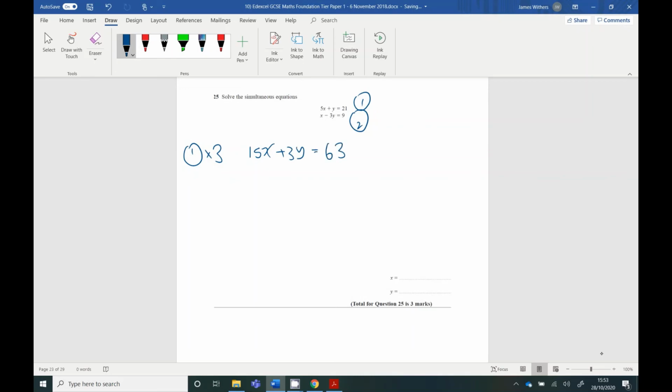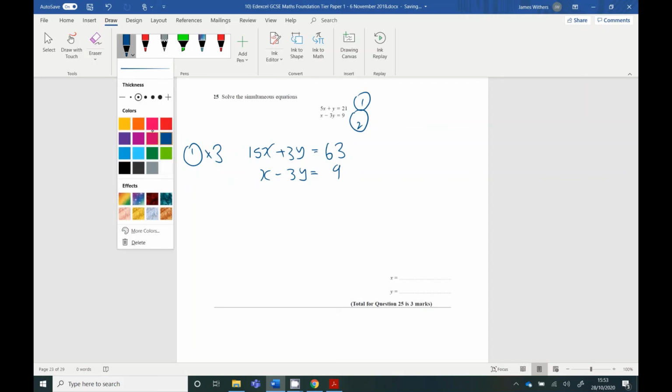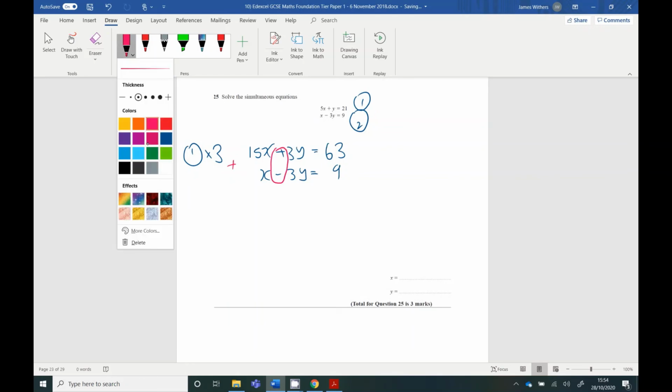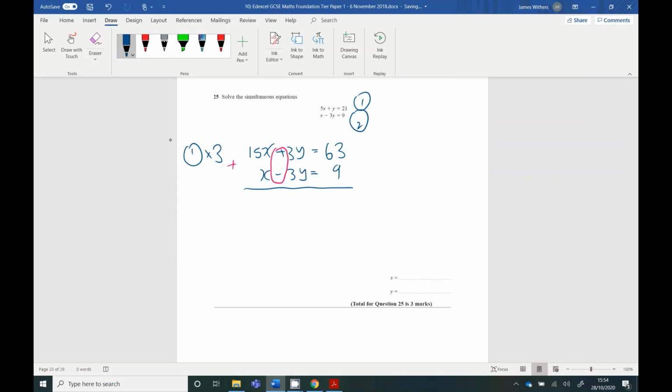Now if we go and place equation number 2 below that, you can see we've now got the same numerical value, the same number of y's. Now because the signs are different, we're going to choose to add the 2 equations together. So adding the equations together, 15x add x is 16x. 3y added together with minus 3y is nothing. That's the whole point. That's why we chose to add them. And 63 add 9 is 72. So we've got 16x equaling 72.